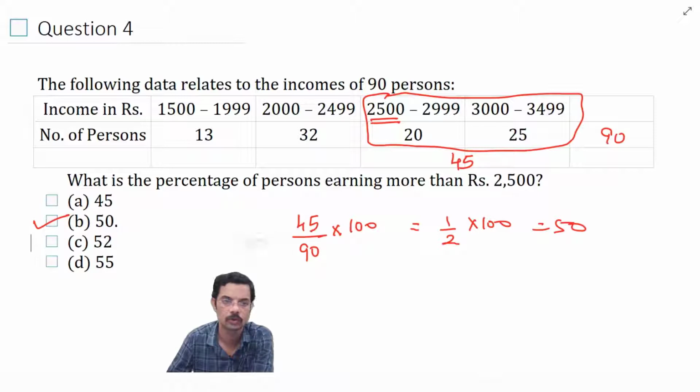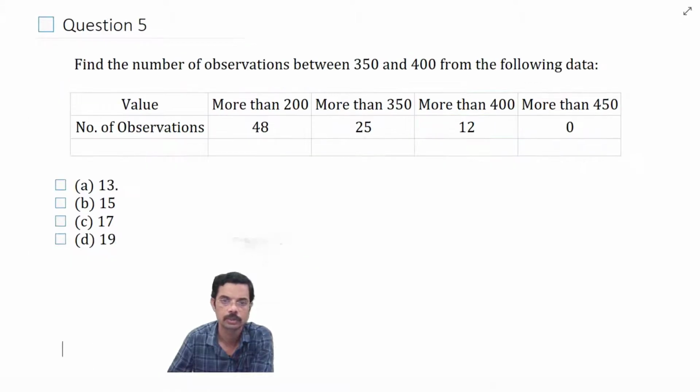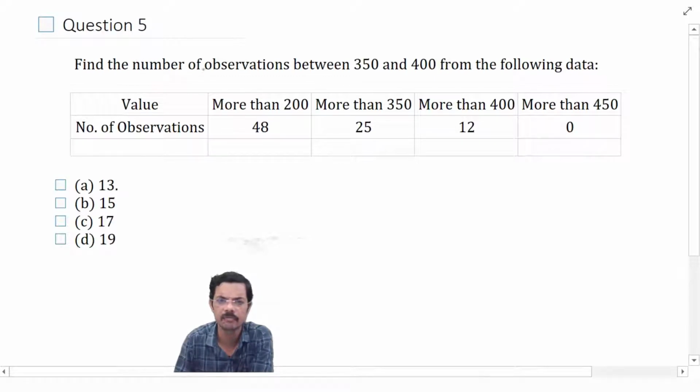Next, let us move on to the next question. In question number 5, what do we have? We have to find the number of observations between 350 and 400 from the following data.